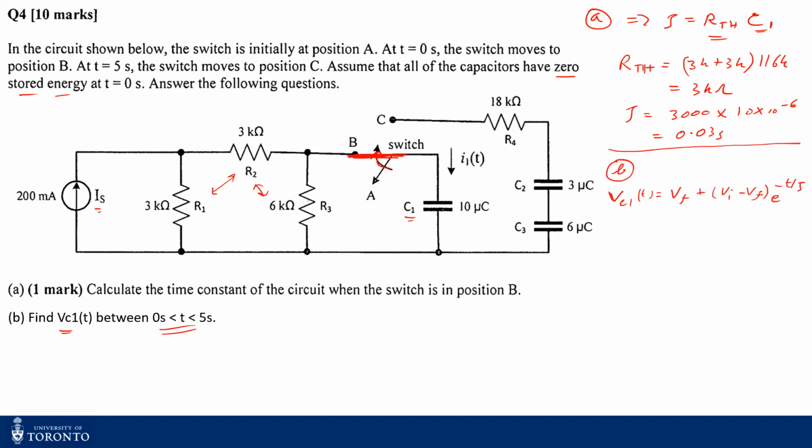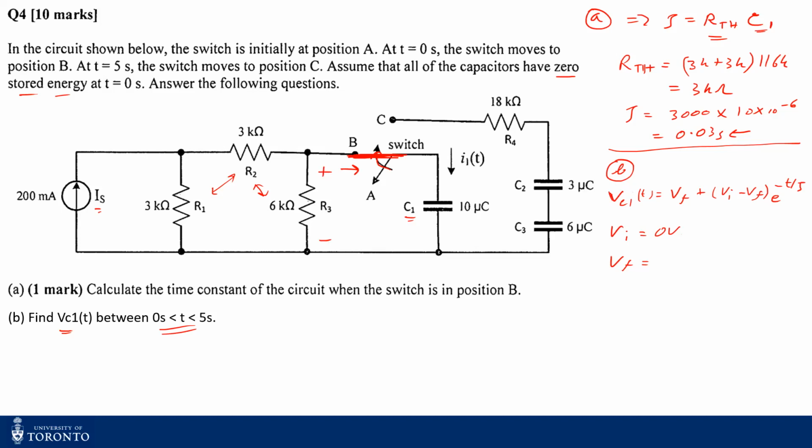Since we are considering the time duration 0 to 5, I know my tau already, it's 0.03 seconds. Now what's my initial voltage? Since you already started with 0 volts, the capacitor has to be at 0 volts when it started. Now what's my V final? When the capacitor is fully charged, the capacitor will be open, so there will be no current through the capacitor. So the voltage across the capacitor C1 will be the same as the voltage across R3.